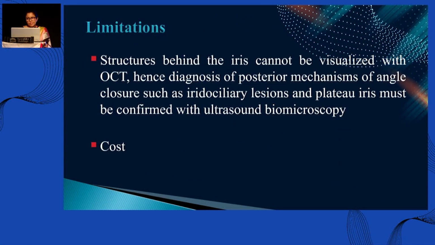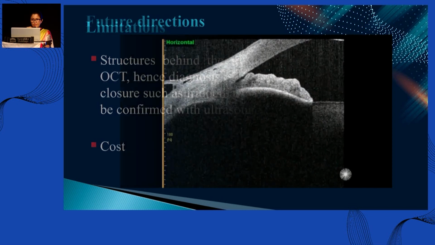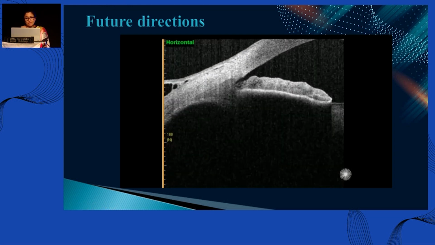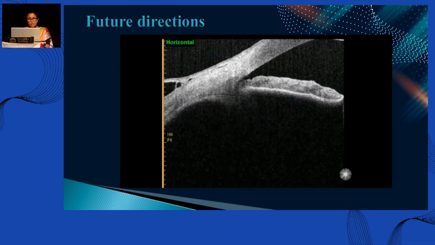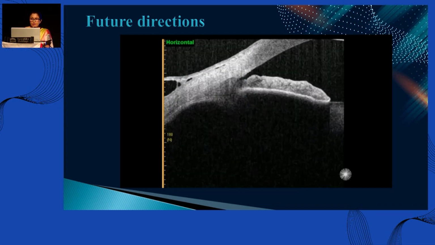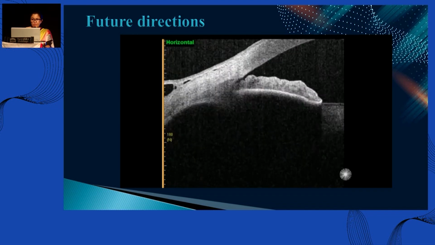But there are limitations as well. Structures behind the iris cannot be visualized with anterior segment OCT, hence diagnosis of posterior mechanisms of angle closure is difficult. Also, there's a cost involved, unlike gonioscopy. Recently, there has been increasing interest in assessing dynamic factors such as changes in the iris volume and contour that may identify eyes that are at risk of acute primary angle closure.